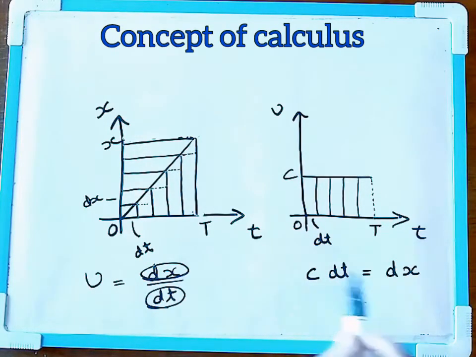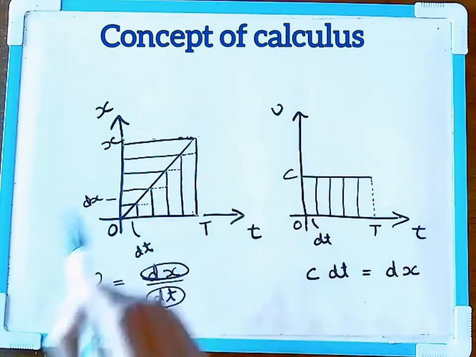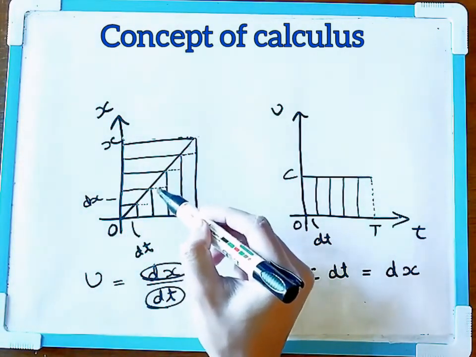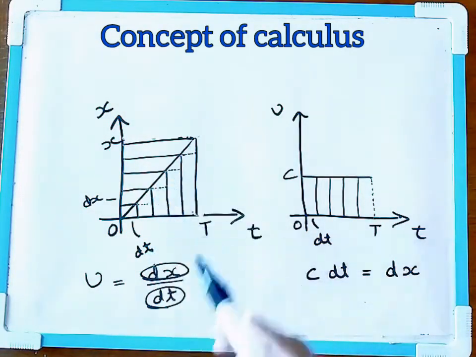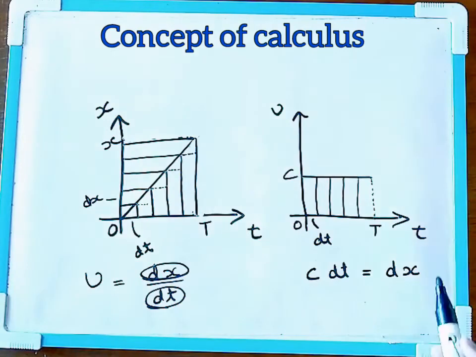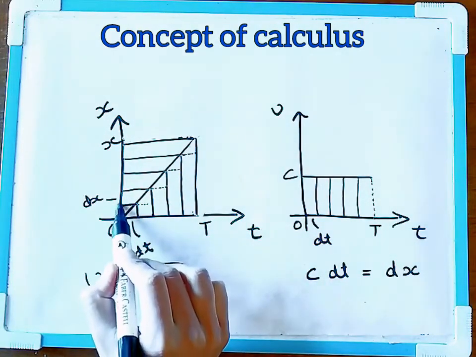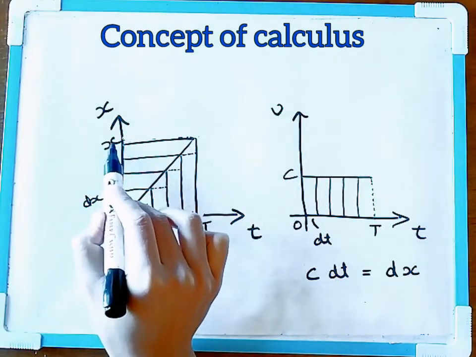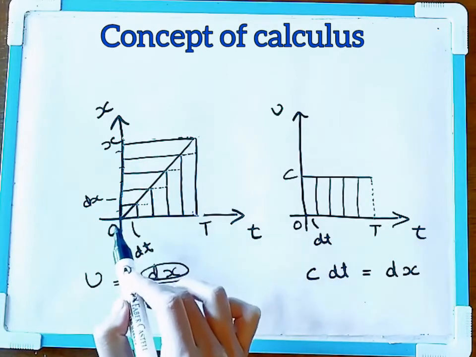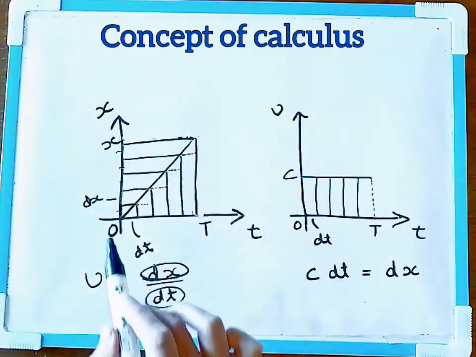And what is this dx? These are the small increments in the displacement. dt is the small interval, dx is the small increment. After every dt, the increment is dx. So if I want to find this 0 to x, I'll have to sum all these dx. So if I want to find this x, I have to add these, means I'll have to sum all these small dx.